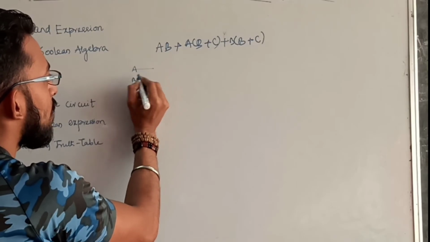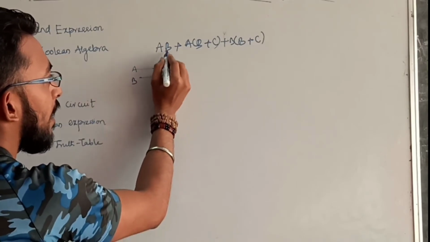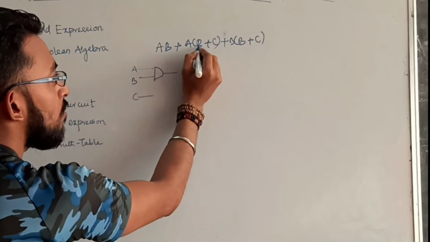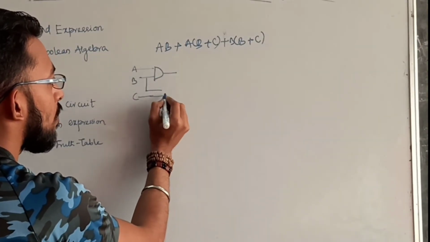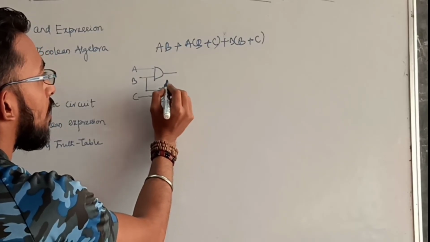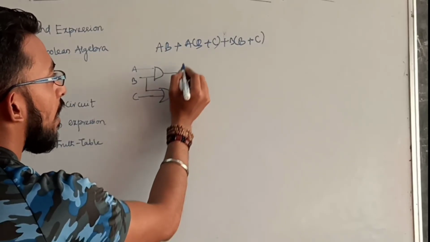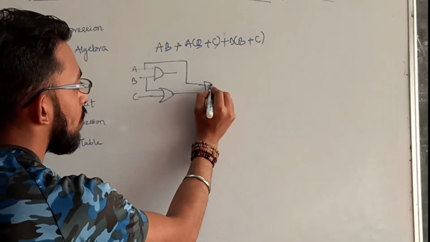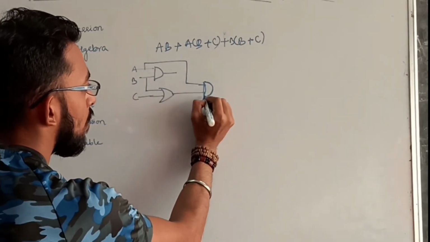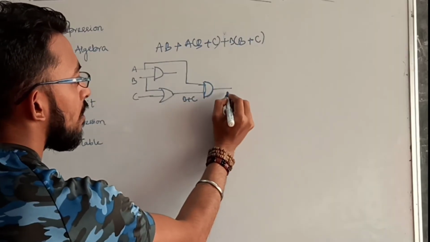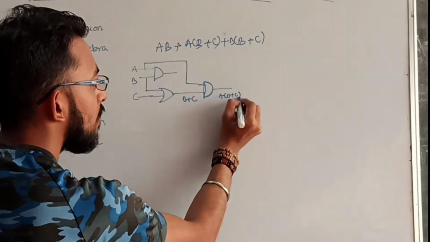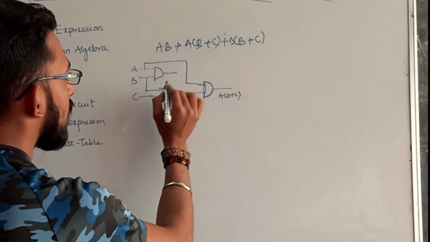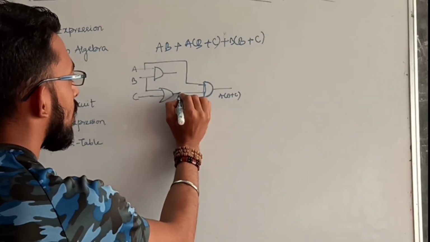If this is A, this is B, first they are ANDed, A and B. Then B and C are ORed. You see B and C are ORed. That OR output is ANDed with A. This is B plus C, which is nothing but A into B plus C. Then one is B plus C, that is multiplied again with B.